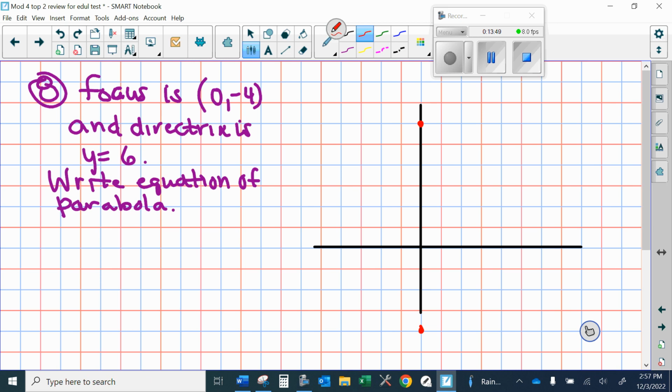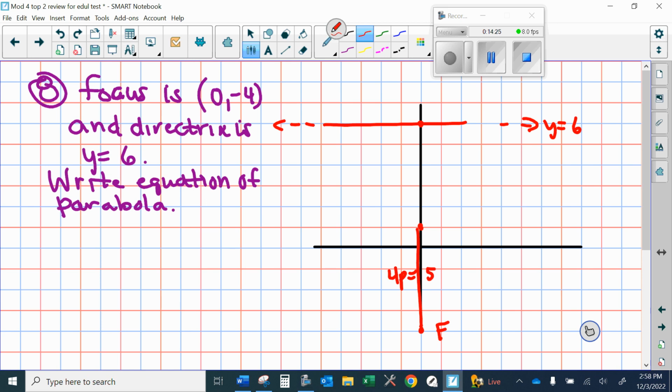Okay. Focus, which is inside. Directrix, it'll be dashed, y equals 6 on the outside. I know the vertex is the midpoint. So how far is it from -4 to 6? Total of 10. Half of 10 is 5. So if I go up, it's right there. We know the focus is on the inside, so it's opening down. This distance is 4p: 1, 2, 3, 4, 5 equals 5.